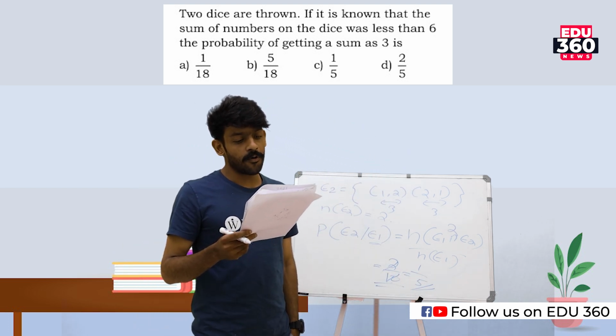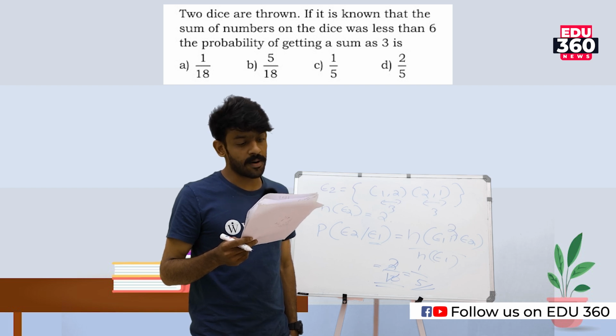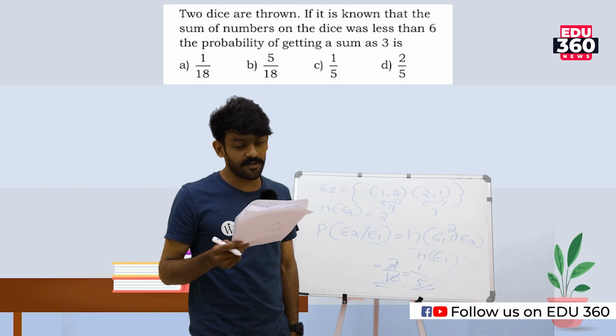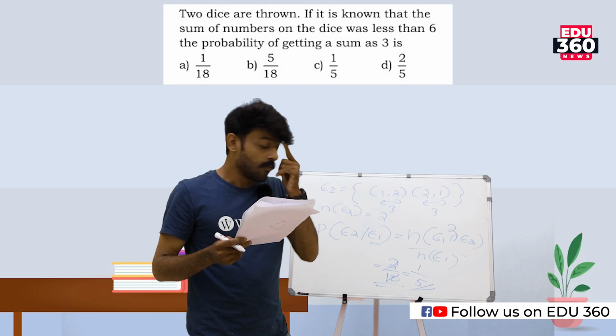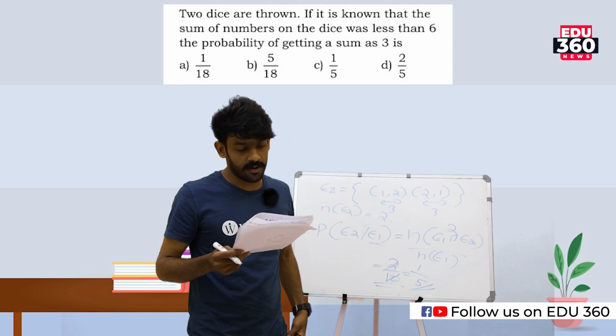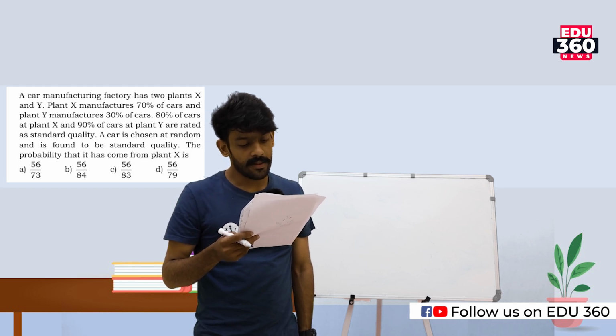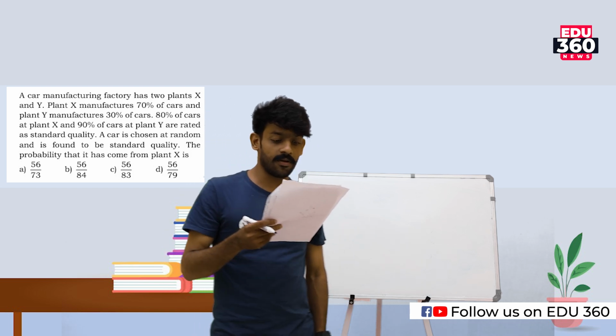For this question, you can see there are 4 options: 1 by 18, 5 by 18, 1 by 5, 2 by 5. For this one, option C is the correct answer. That means 1 by 5 is the correct answer for this question. So my dears, we can move on to the next. The question is that a car manufacturing factory has 2 plants X and Y. The plant X manufactures 70% of cars and the plant Y manufactures 30% of cars.